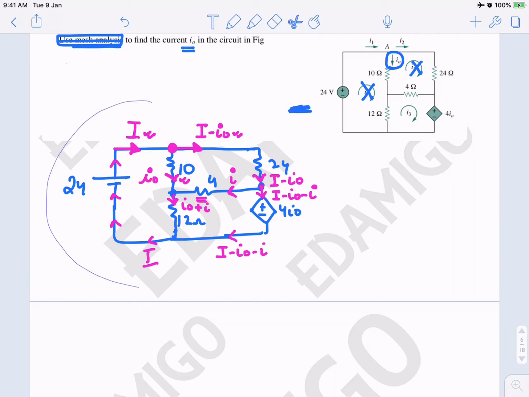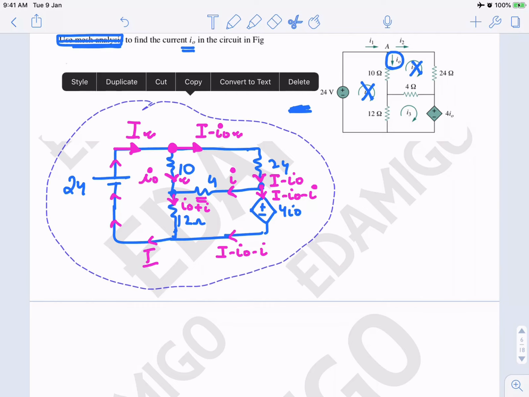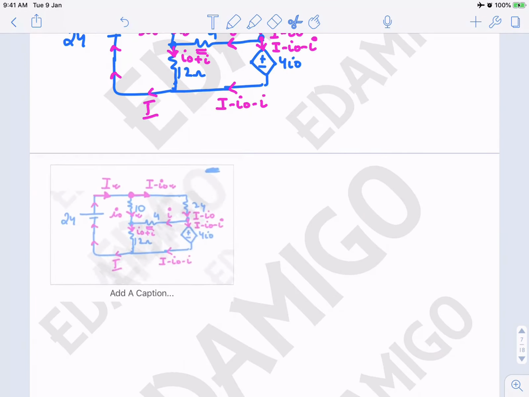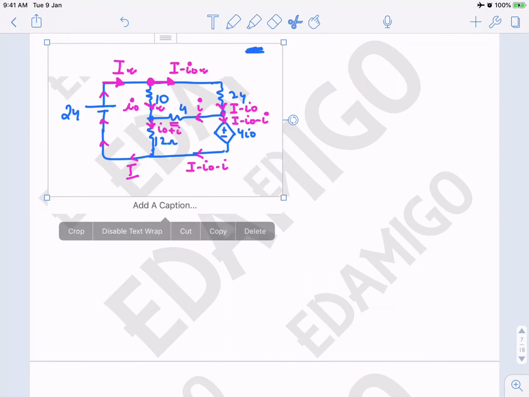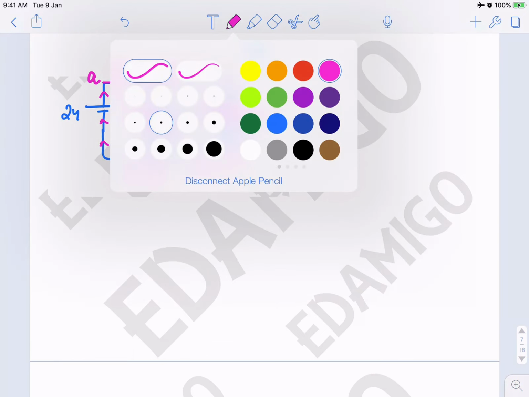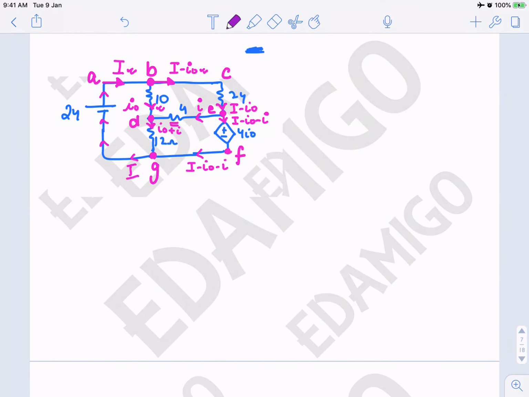I will just copy this figure and take it to another page. Now let us say this is node A, this is node B, this is C, this is D, this is E, this is F, this is G. I'm making extra nodes because G and F nodes are the same, just for clarity; there is no issue.